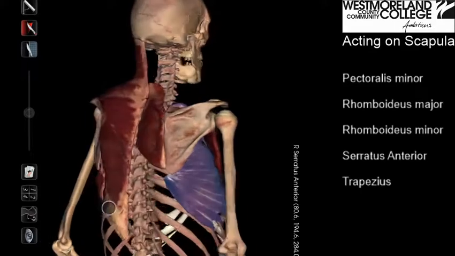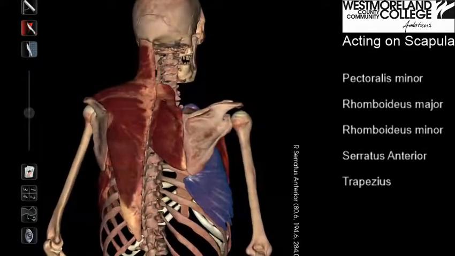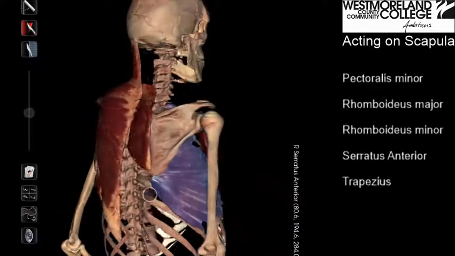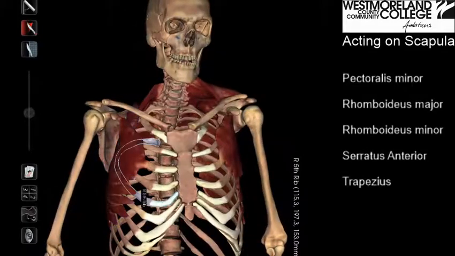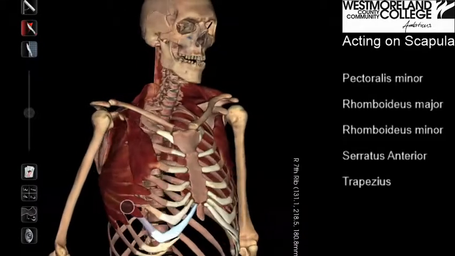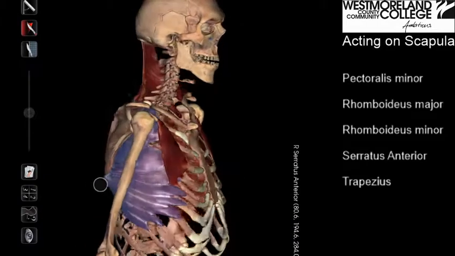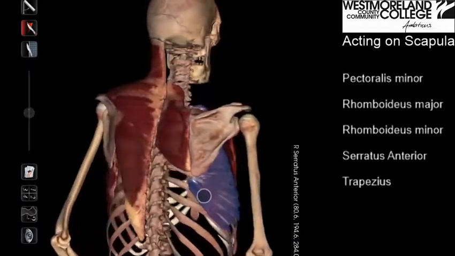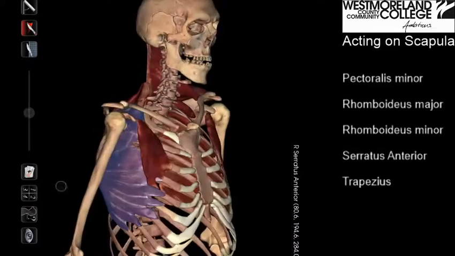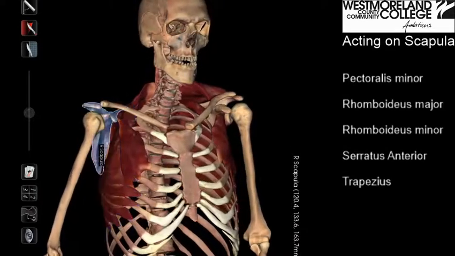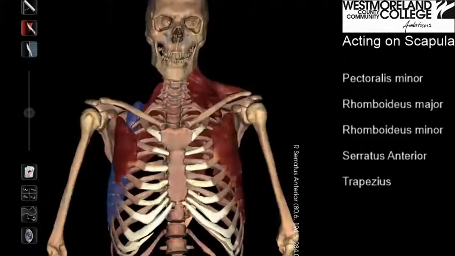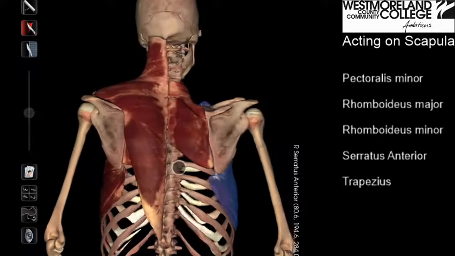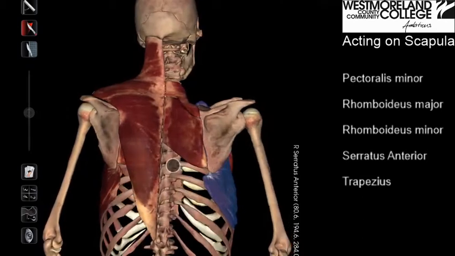Looking laterally, we can highlight the serratus anterior, which inserts on the scapula because we know it is a muscle that is acting on the scapula. And if you see the anterior portion where it connects to the rib, several ribs, you will see it has serrations pointing anterior. So that's where the serratus anterior name comes from. So it originates on the ribs and inserts on the scapula.